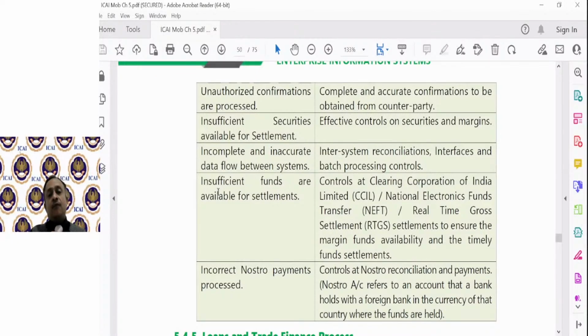Incomplete and inaccurate data flow between systems. This is a disaster; a lot of gaps are there. If this happens, what do you need to do? Proper inter-system reconciliation, interface, and batch processing controls. Everything has to be looked at thoroughly. Insufficient funds are available for settlement. Again, here you are a buyer and you don't have money. On the control side, these are the corporations which ensure clearance of the transaction: the Clearing Corporation of India and the NEFT and RTGS settlements, to ensure the funds are available and settlement is timely based on the availability of funds. Just keep a tag of them.